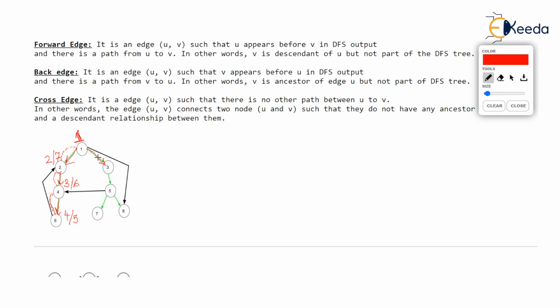Let's go further. From 3, you can go only to 5. So the start time of 5 is 9. Now from 5, you have two options. You can go to 7 or 8. You can select any one of them. I will select 7 in my DFS output. So 7 is where I'm going. So the start time of 7 or discovery time is 10. But it is clear that 7 is a dead end. So let's close 7. The end time of 7 will be 11.